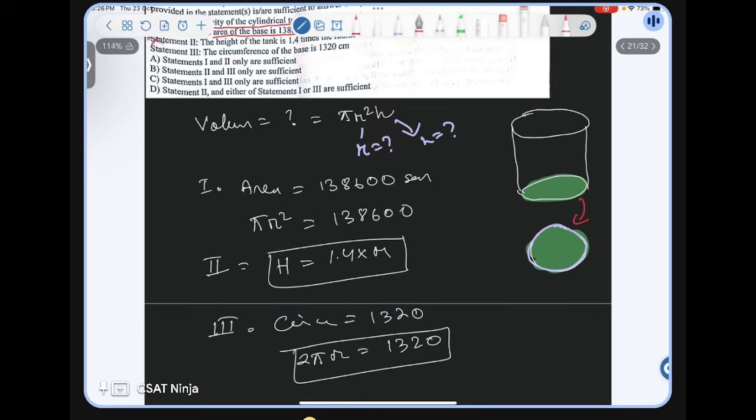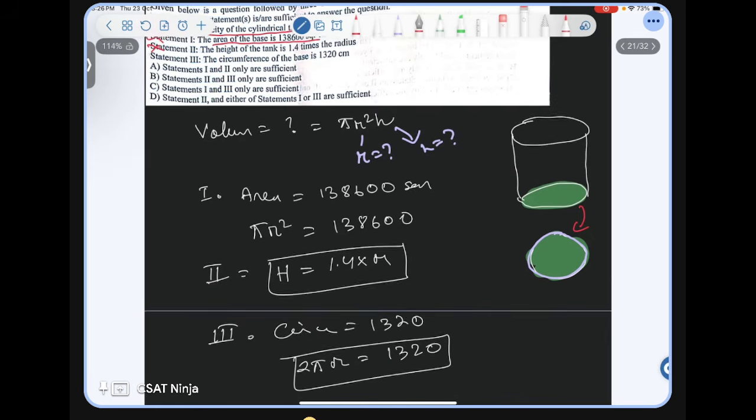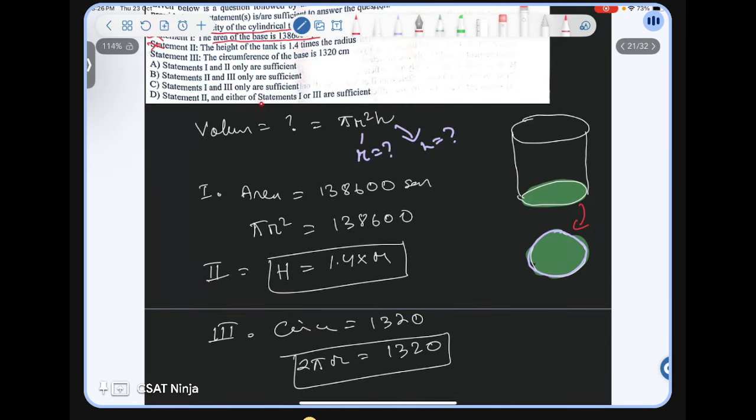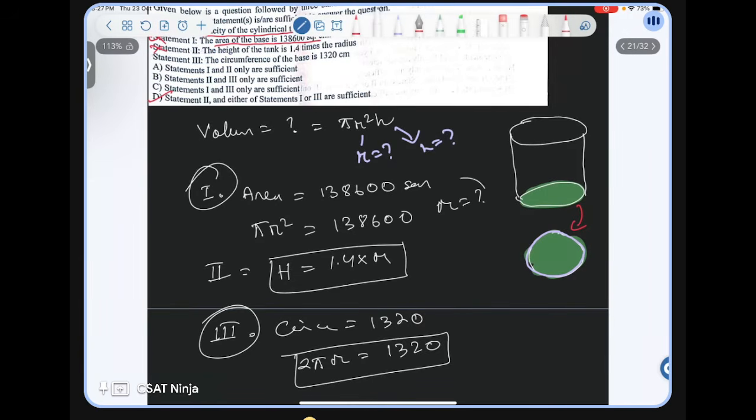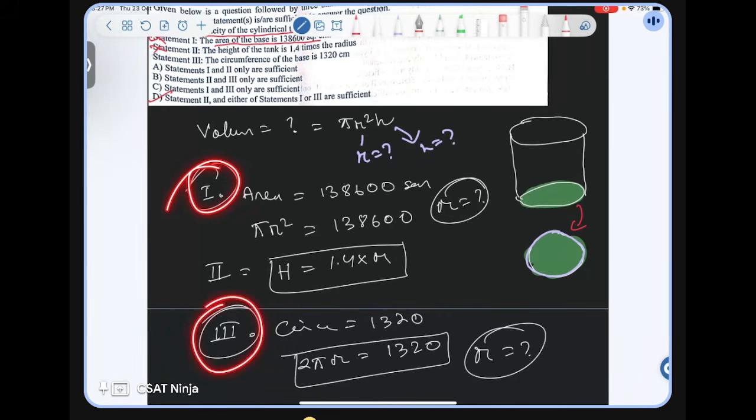So just by knowing that, you look here. Statement number 2 and either statement number 1 or 3 is sufficient. Since these two statements give us the same result, this one gives me the r value, this one gives me the r value, same thing only. So either I can use statement number 1 or 3, but statement number 2 is a must to use. Why? Because of this only I can get the relation between h and r.